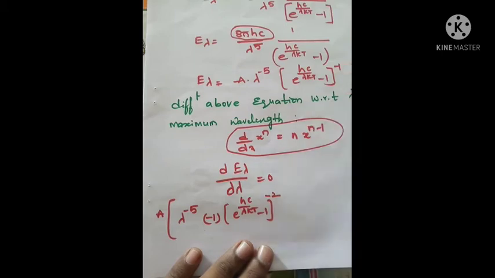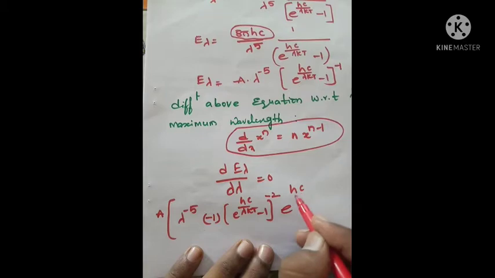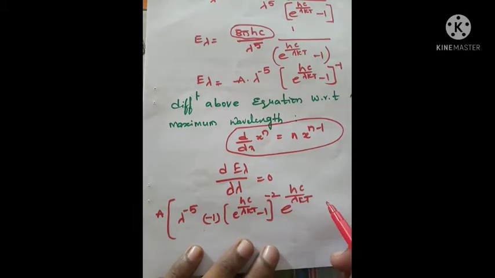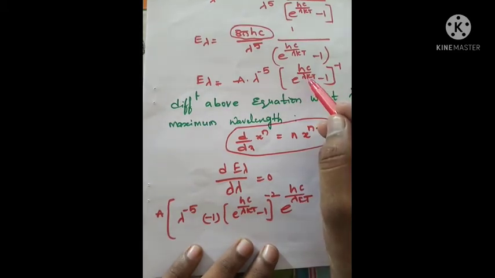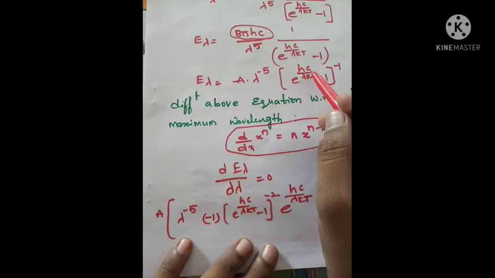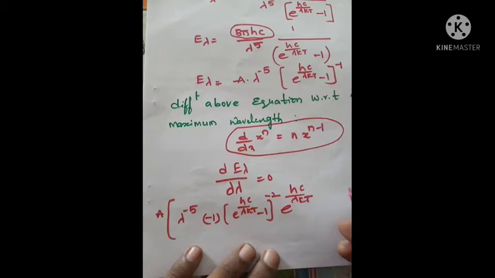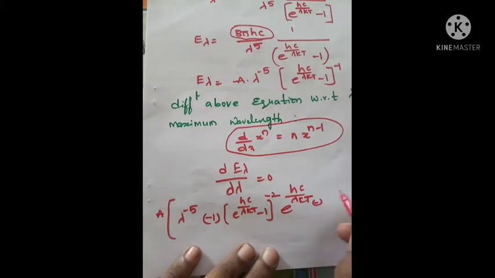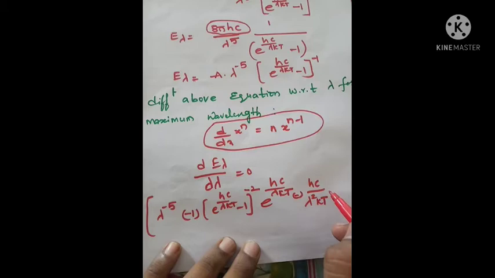The differentiation of e to the power of x is e to the power of x, so we'll write e to the power of hc by lambda kt. And again differentiation of this power term: hc by kt remains the same, and 1 by lambda differentiates to minus 1 by lambda square. Then finally we'll get minus hc by lambda square kt.